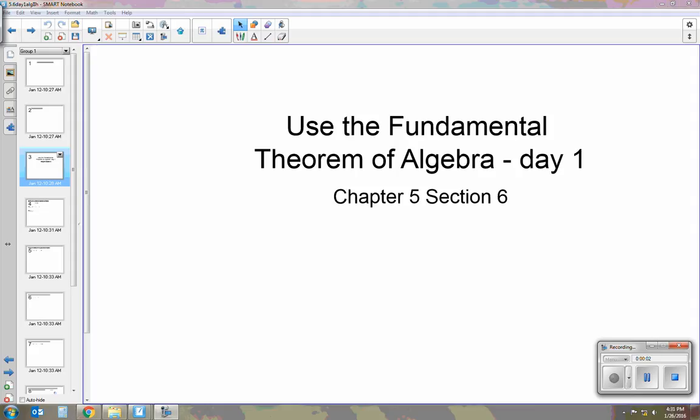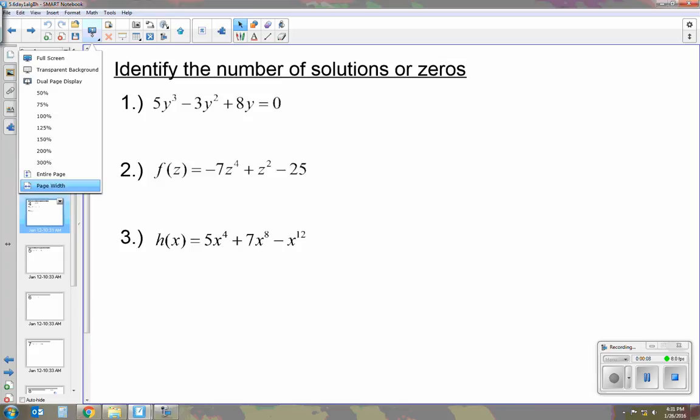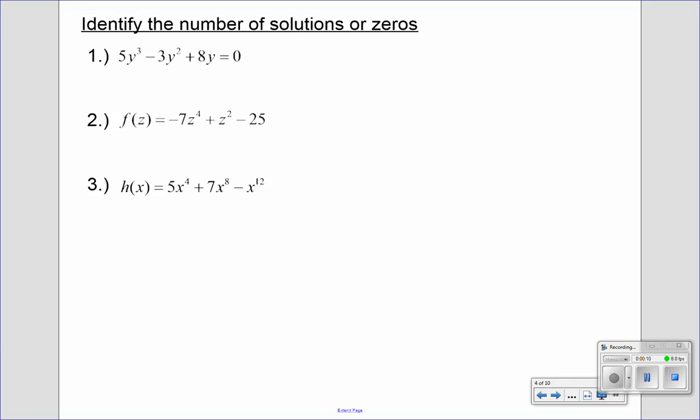Today I'm going to be talking about using the fundamental theorem of algebra, and this is the first day of Chapter 5, Section 6. What the fundamental theorem of algebra says is that the highest degree of the polynomial function is how many zeros you will have. So for number 1, the highest degree of the polynomial function is 3, so you will be getting 3 zeros.